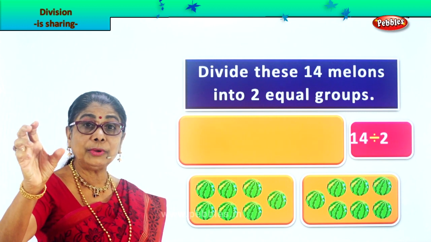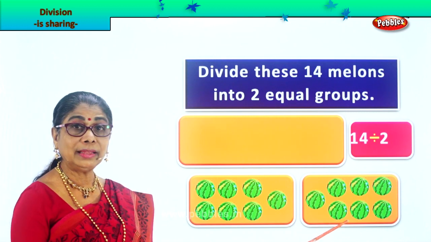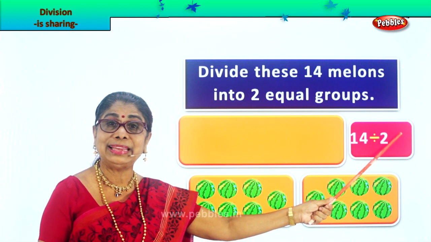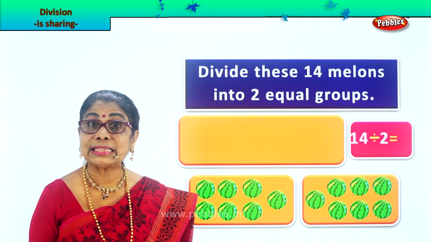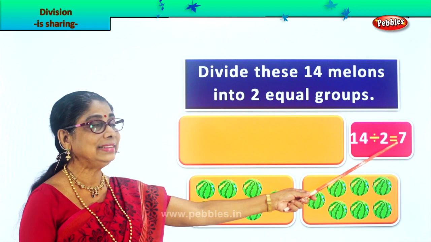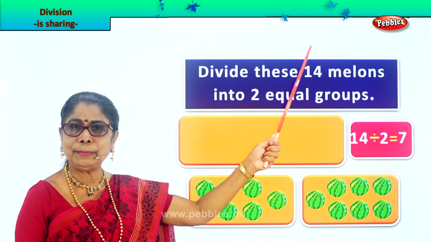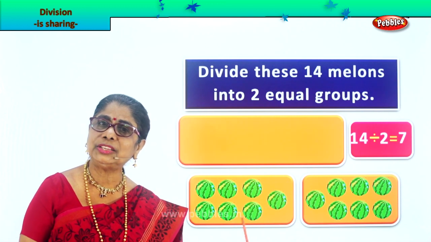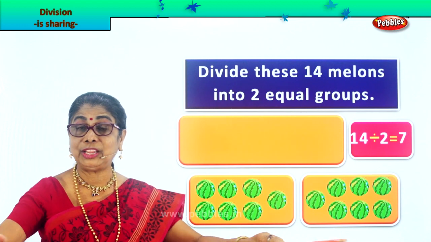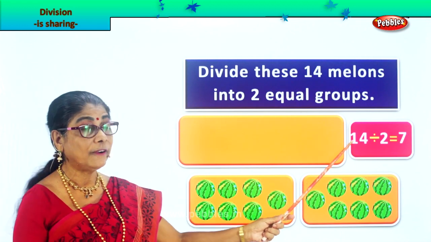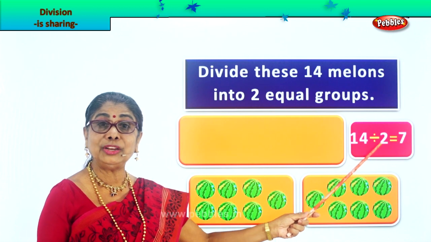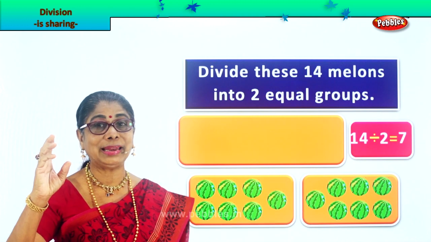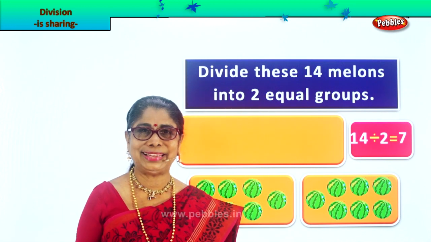The answer is the number of melons in one tray. How many are there? 7. 14 divided by 2 equals 7 melons. Yes, that is the answer. You are given 14 melons to be divided equally between the 2 trays, and we put 7 in each. Nothing left over. We divided equally. When you write the sum, you write 14 melons divided into 2 trays. Your answer is equal to 7 melons. 7 melons in one tray. Did you enjoy the exercise?